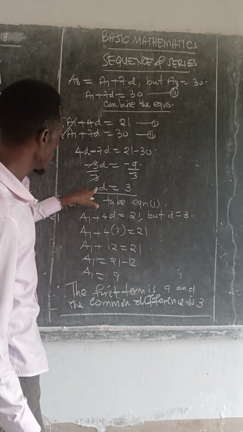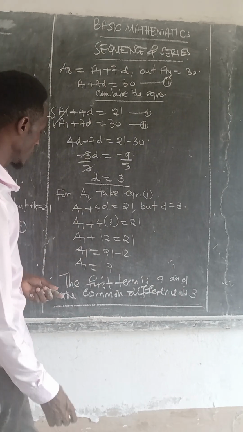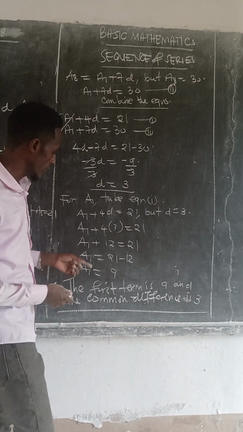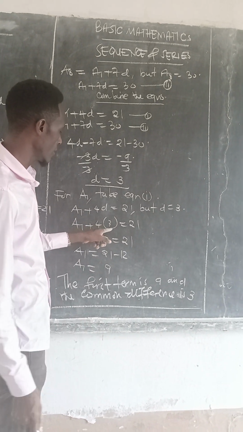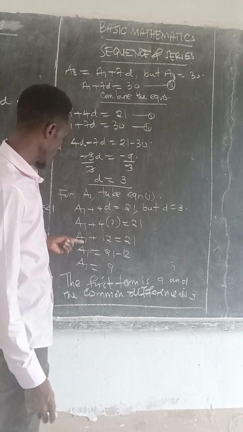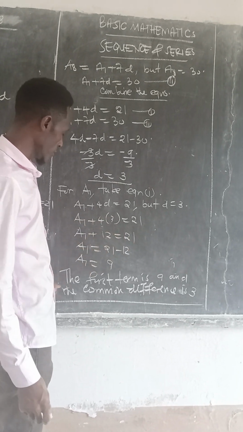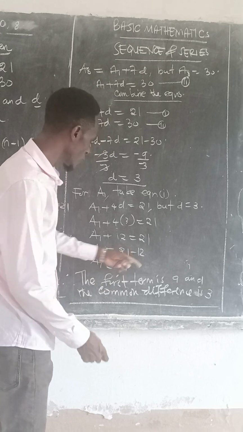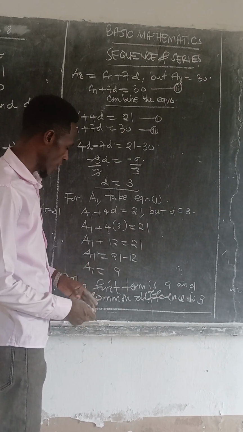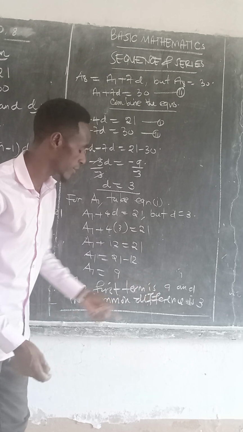Because you have the value of D, just substitute the value of D inside this, then you will obtain the value of A. So A1 plus 4D, where D is 3, substitute 3, equal to 21. So A1 plus 4 times 3, you get 12, equal to 21. So A1 is equal to 21 minus 12. You obtain A1 is equal to 9. So now, concluding, the first term is 9.